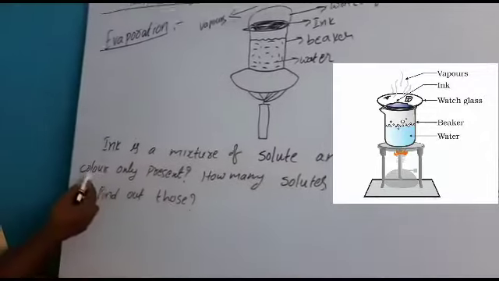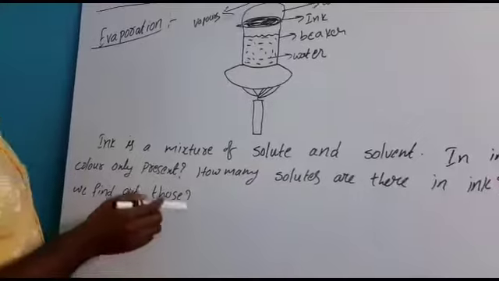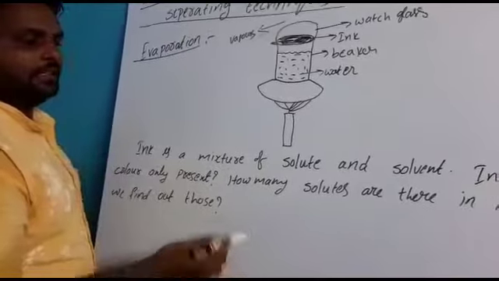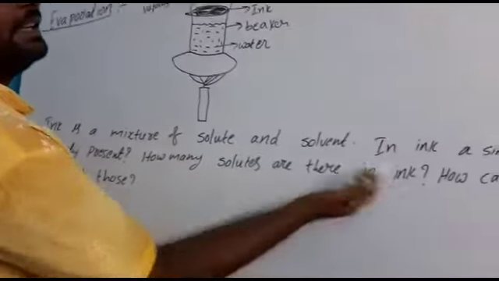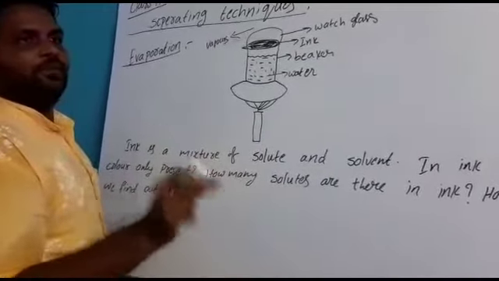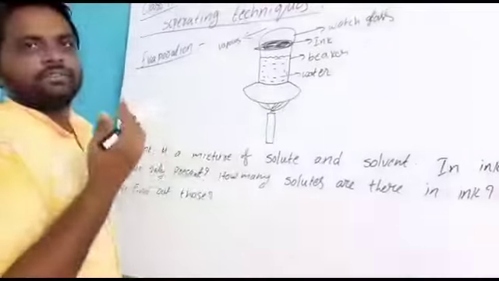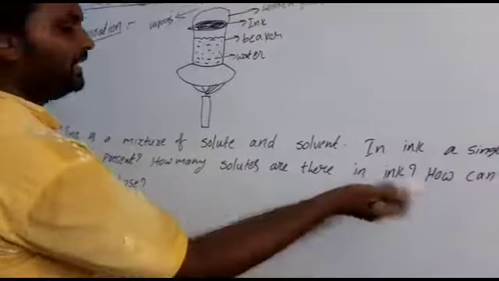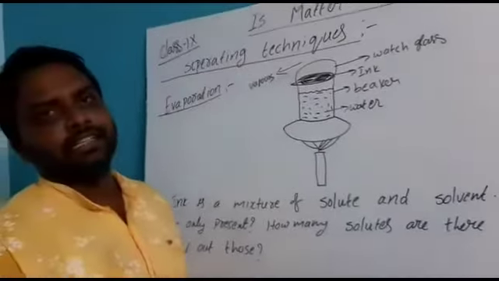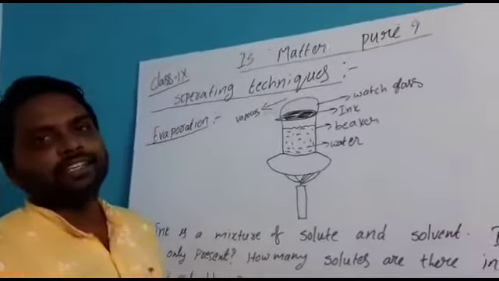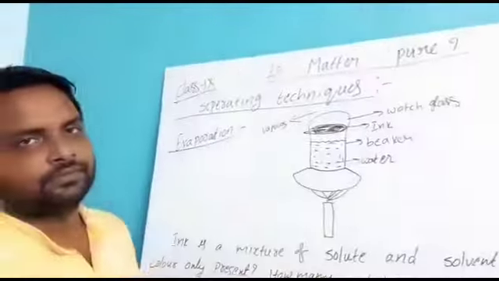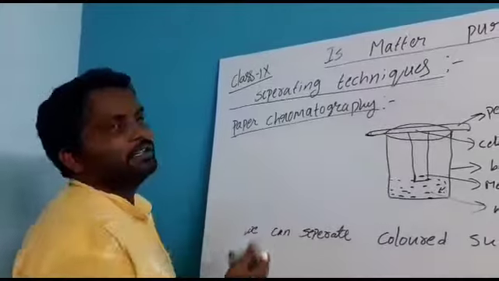In ink, is only a single color present? In the ink you will observe only a single color, or any other solutes may also be there in the ink, that we don't know. How many solutes are there in the ink, we don't know. For example, it is black color ink, so we see only black color. Are any other solutes there? We don't know. So how many solutes are there in ink? How can we find out? How can we see how many solutes are in ink? That is another technique we can use to identify how many solutes are in one single ink. See, another technique is paper chromatography.